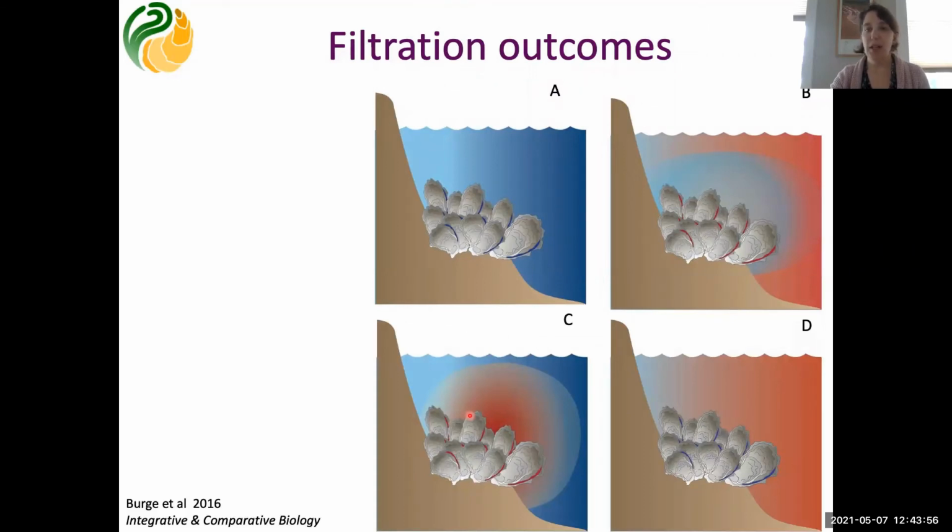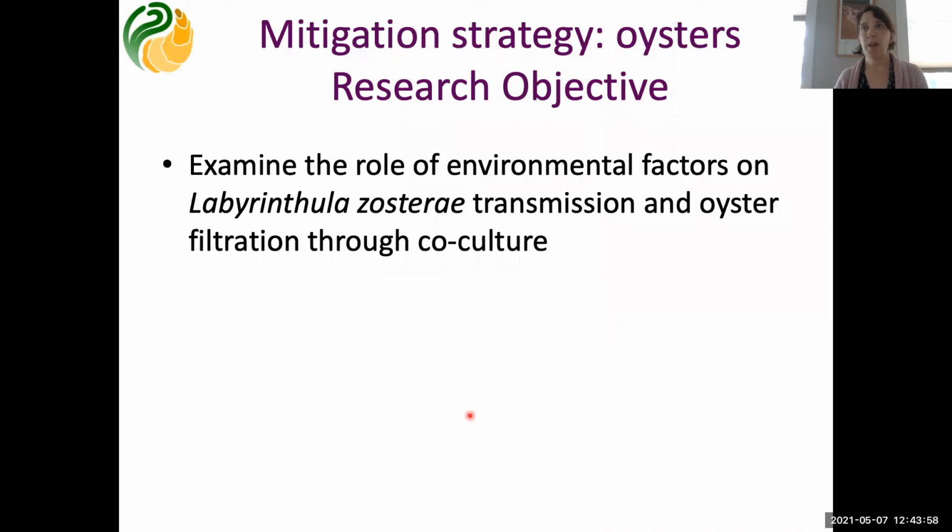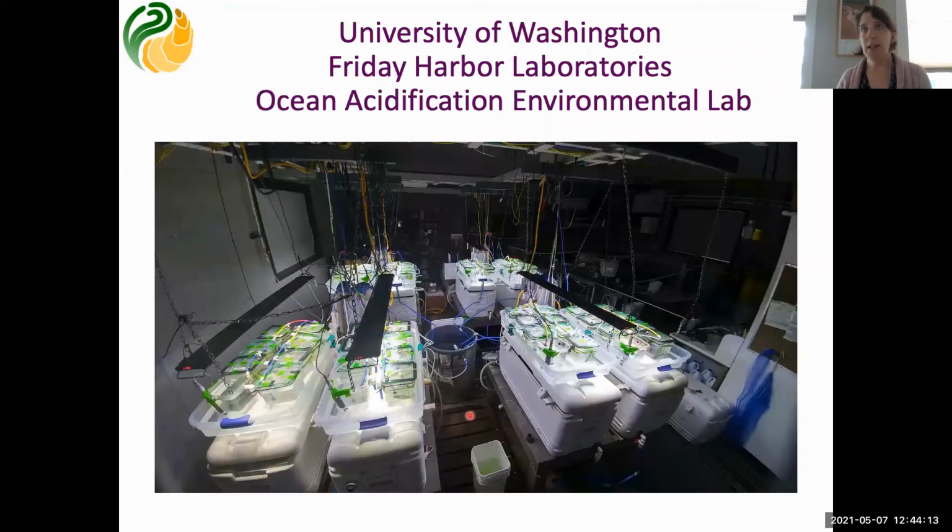So with this in mind, our primary objective for a couple of experiments that I'm going to share was to examine the role of environmental factors on Labyrinthula zosterae transmission and oyster filtration through co-culture. And these trials were all conducted at the University of Washington Friday Harbor Laboratories in the Ocean Acidification Environmental Lab. And so this was actually kind of the home base also for those surveys in the San Juan Islands.